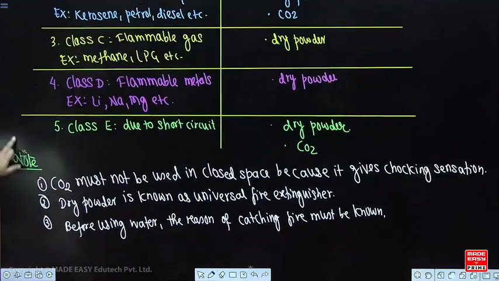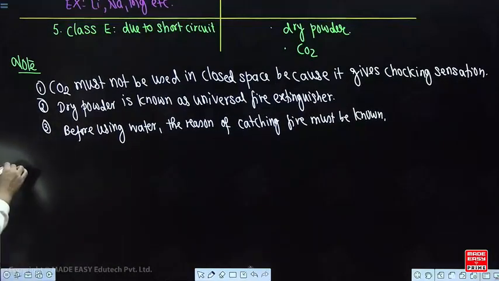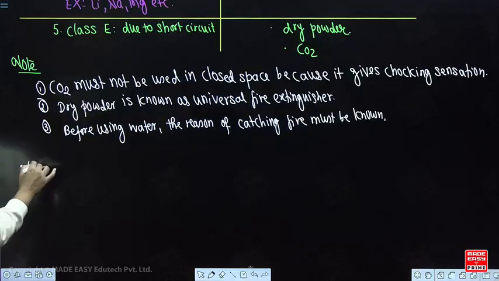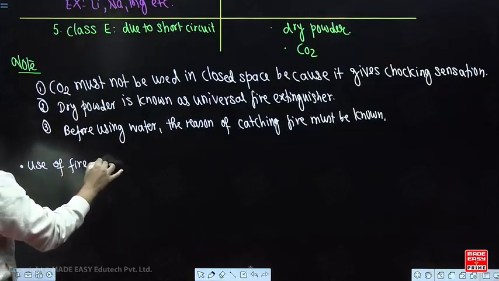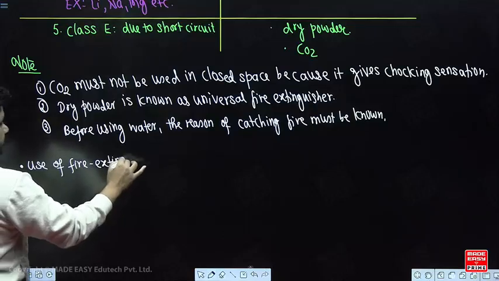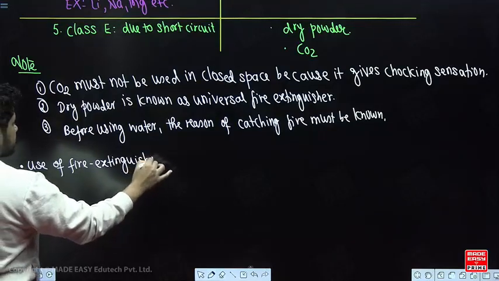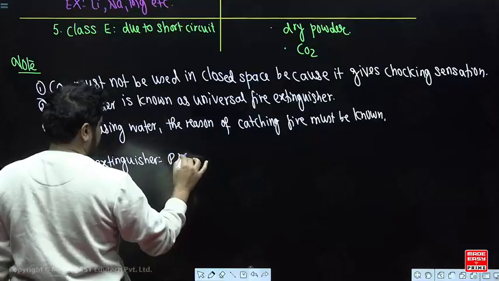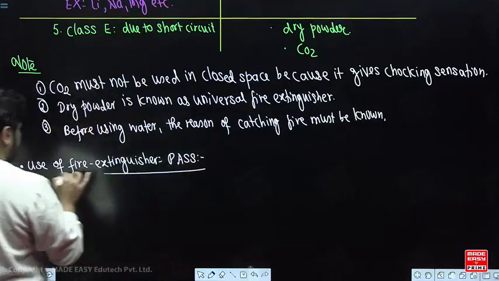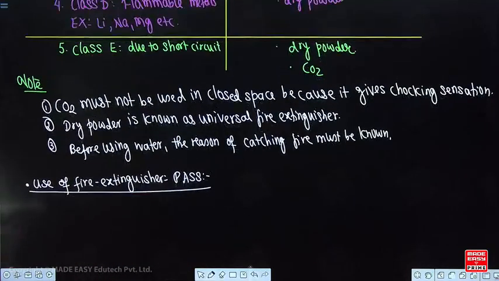ठीक. And today's last topic we will do is use of fire extinguisher. Fire extinguisher इस्तेमाल कैसे करते हैं. Fire extinguisher तो देखा सबने है, everybody has seen the fire extinguisher. So its acronym is PASS, right? How to use fire extinguisher. So this will be the last topic and today's session will be ending.